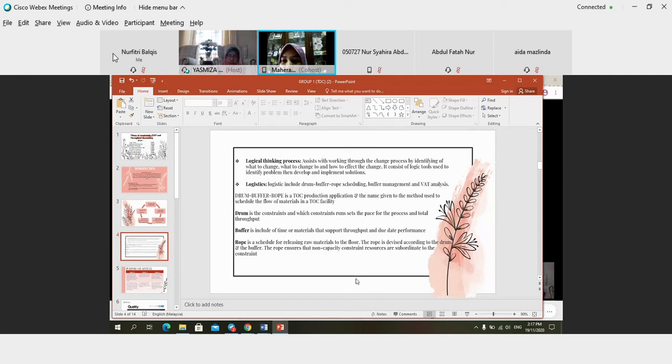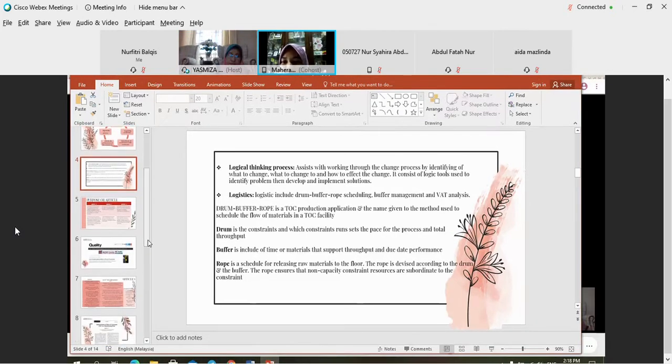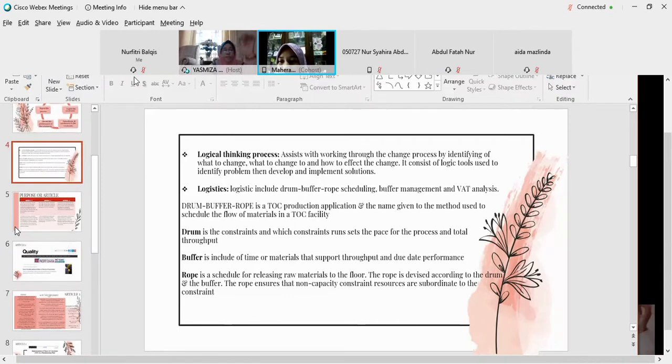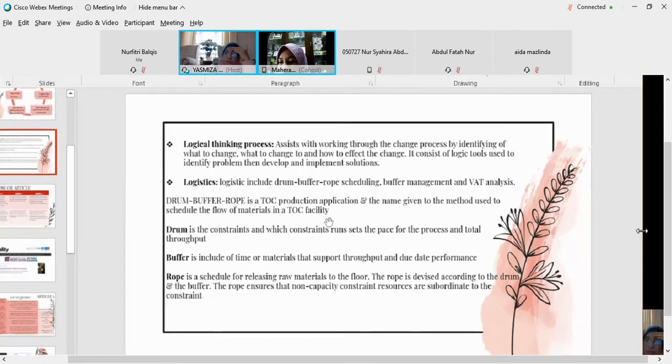So the meaning of drum is the constraint, and which constraint sets the pace for the process, for throughput and due date performance. The last is rope. It is a schedule for releasing raw materials to the floor. The rope is devised according to the drum and the buffer. The rope ensures that non-capacity constraint resources are subordinate to the constraints.